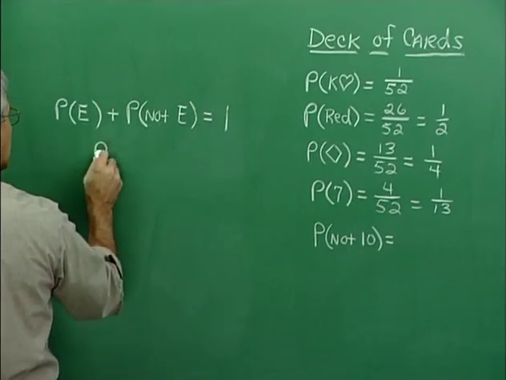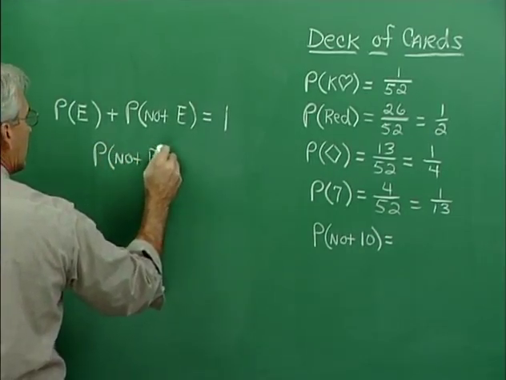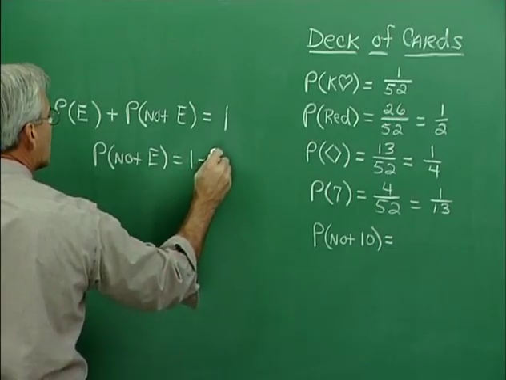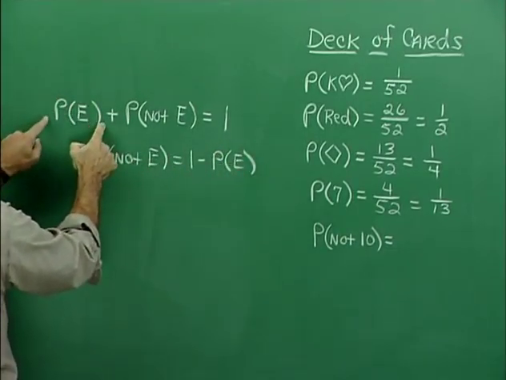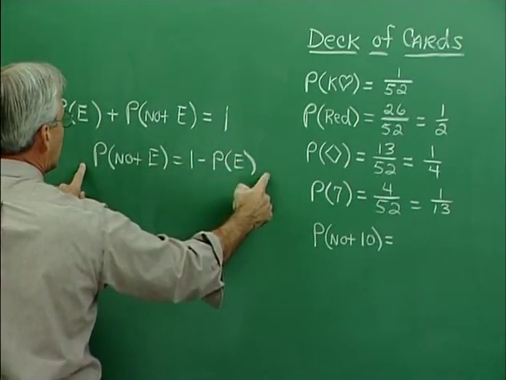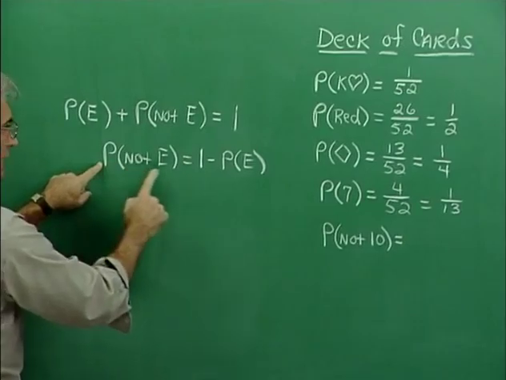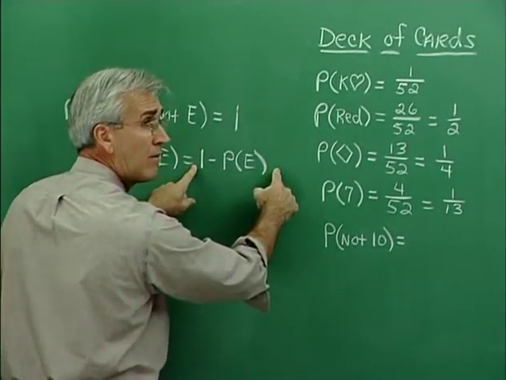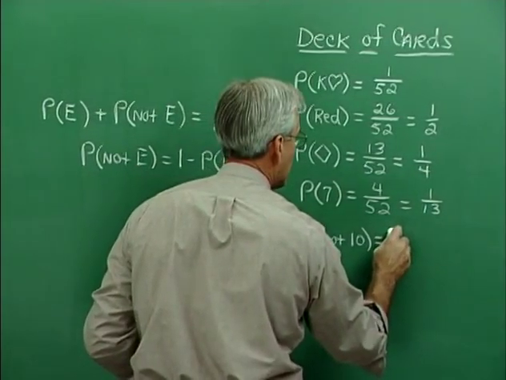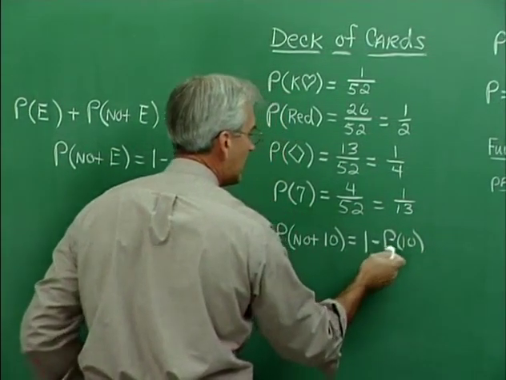The probability then of not E is equal to 1 minus the probability of E. All I'm doing here is subtracting this on both sides, so I get this. So another way to approach the probability of not 10 is to calculate 1 minus the probability of 10.